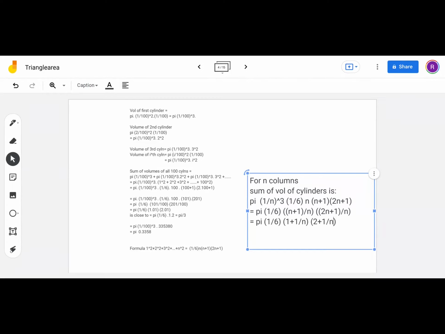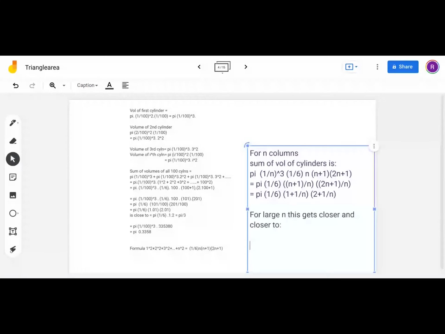So when we make n larger and larger, very large, what will this become very close to? What does this become? Pi into... What can I write instead of 1 plus 1 by n and 2 plus 1 by n? What can I write for very large n, as I make n larger? Yes, I can just write it as 3 by n. Sorry, repeat that again. Come again. 2 by n.